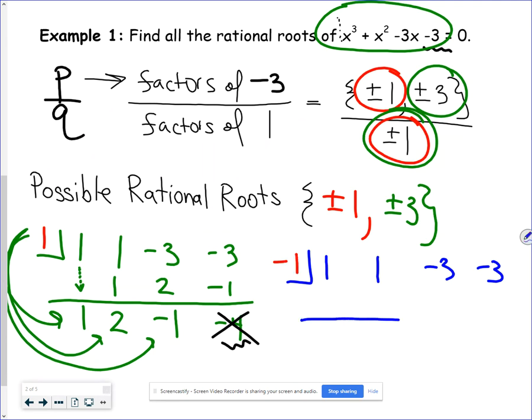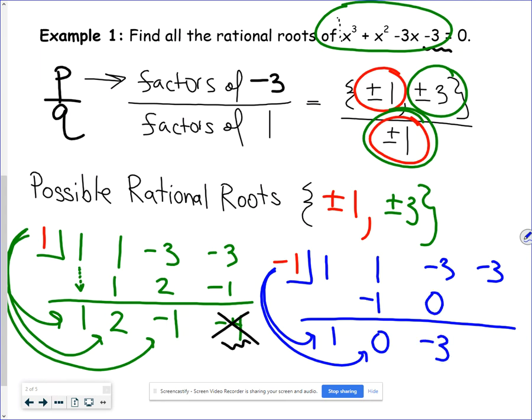So let's plug in negative 1 and use synthetic division. Let's drop the 1 down. Negative 1 times 1 is negative 1. 1 plus negative 1 is 0. Negative 1 times 0 is 0. Negative 3 plus 0 is negative 3. Negative 1 times negative 3 is going to be positive 3. And then last, negative 3 plus 3 is 0.